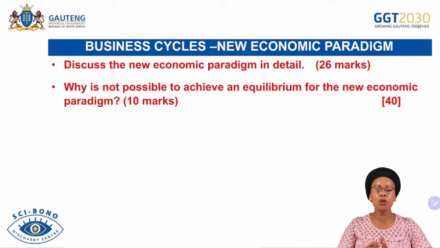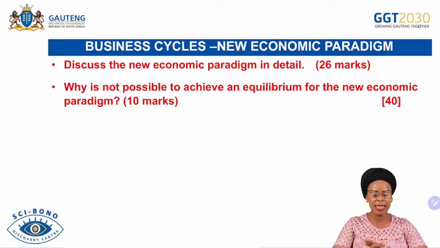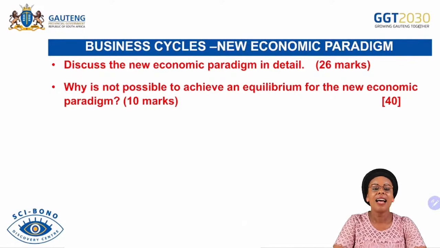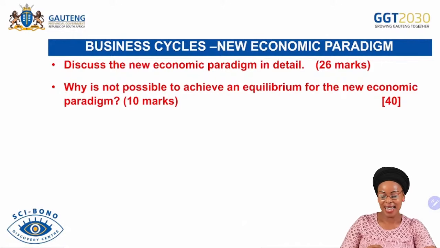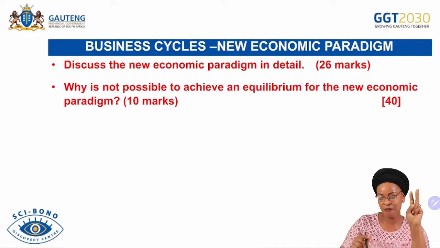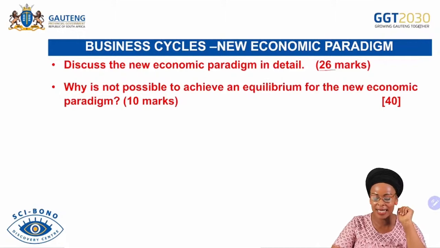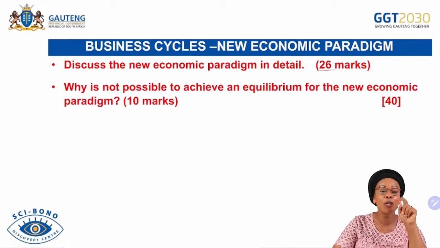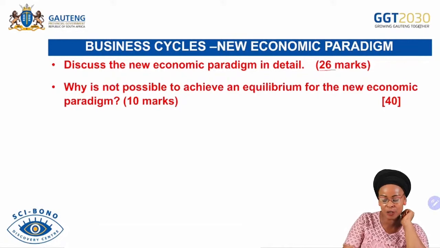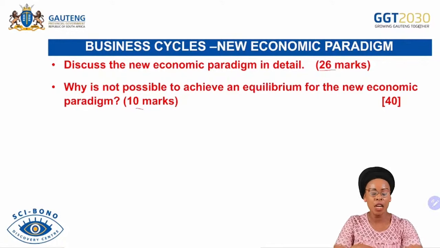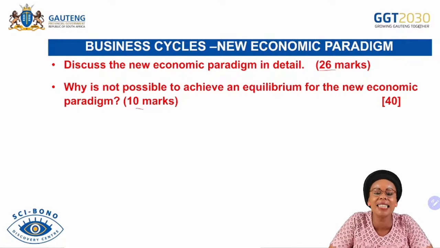Let's quickly look at the last question. The last question is an essay type question. It's about the new economic paradigm. Look at the question. It is two-fold. The first part, we call it the main question. It is 26 marks. And then the second part, it is the additional question. We call it the additional part. It is for 10 marks. 26 plus 10 is 36.